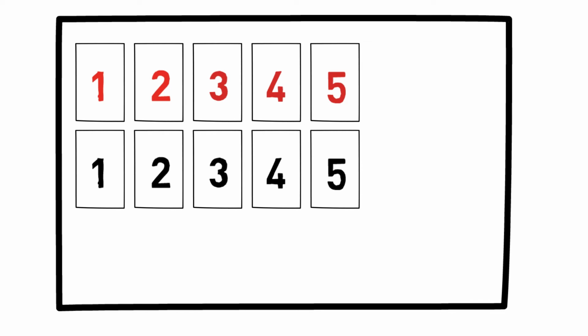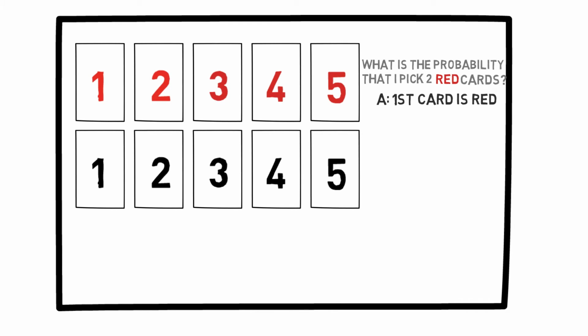Suppose I have 5 red cards and 5 black cards numbered from 1 to 5. If I pick 2 cards at random, what is the probability that I pick 2 red cards? How do I obtain this probability? Well, I could say that A is the event that the first card I pick is red and B is the event that the second card I pick is also red. Then the probability of picking 2 red cards is simply the probability of A and B.